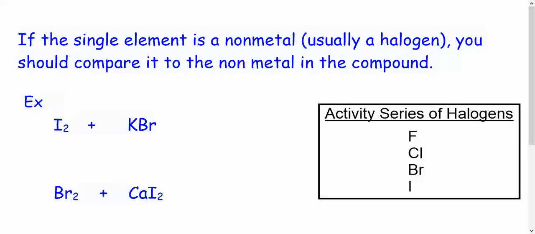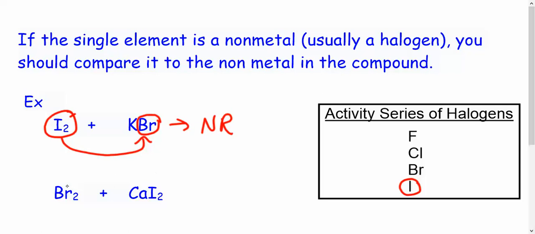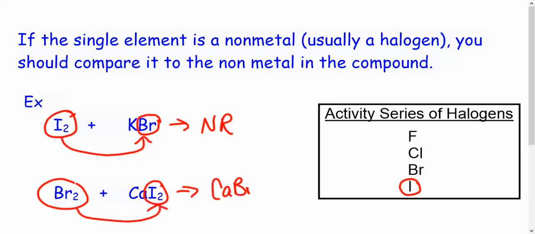Now, if the single element, the one by itself, is a nonmetal, you compare it to the nonmetal, which is the second element in the compound. If iodine is above bromine, the reaction will take place and iodine will kick bromine out and take bromine's place in the compound. Iodine here is shown below bromine, therefore it's less active, so bromine will stay in the compound, and this is a no reaction. The reverse of that, bromine and iodine. Bromine is above iodine, therefore bromine will take iodine's place. So you will have calcium bromide, and iodine will be by itself. It's diatomic, so you'd put a 2 there.